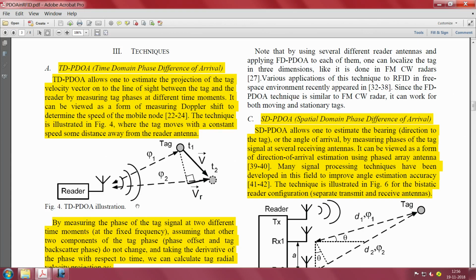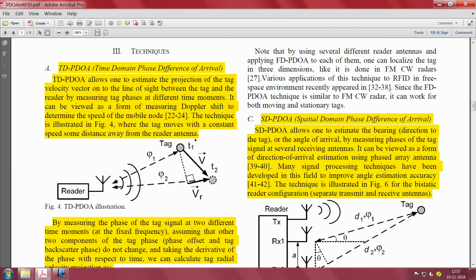The idea is that you have to estimate the projection of the tag velocity vector, this is that v, on the line of sight between the tag and the reader by measuring the tag phases at different time moments. You are measuring phi 1 at this instant and phi 2 at a slightly later instant, because the tag has moved to some other distance, is moving along.